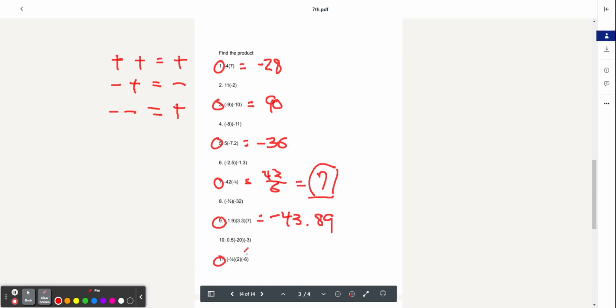11. We first multiply negative 1/2 by 2. So as you see, that becomes a negative. And now we're multiplying that negative number by negative 6. Now that's two negatives. So our answer will be positive. So negative 1/2 times 2, that is negative 1, times negative 6, that becomes 6.